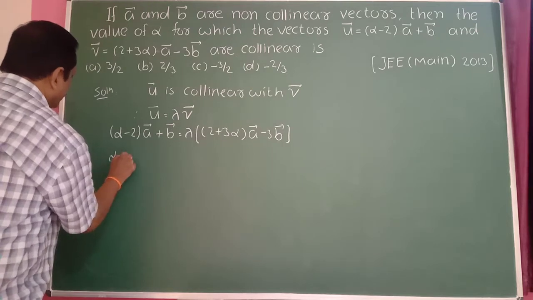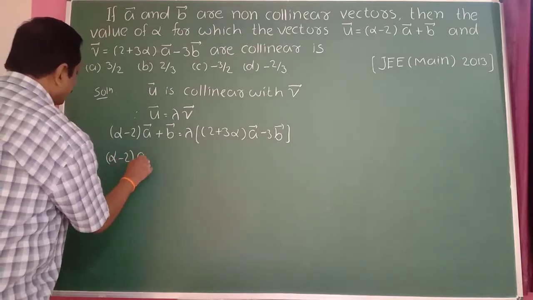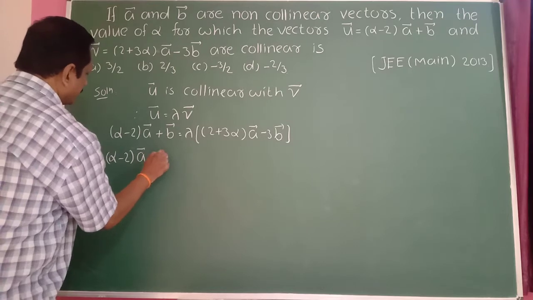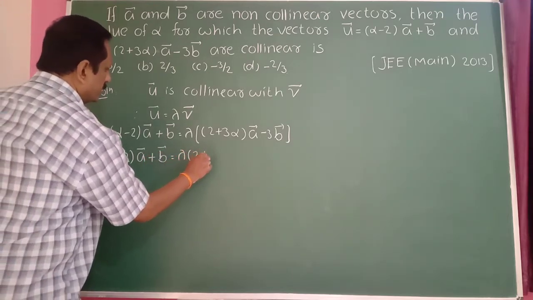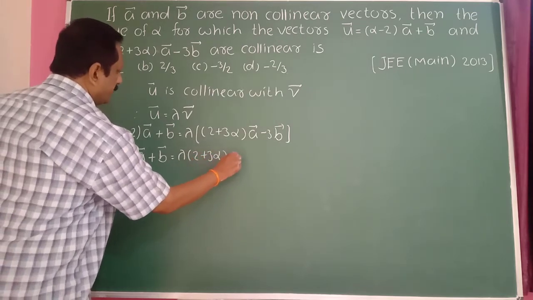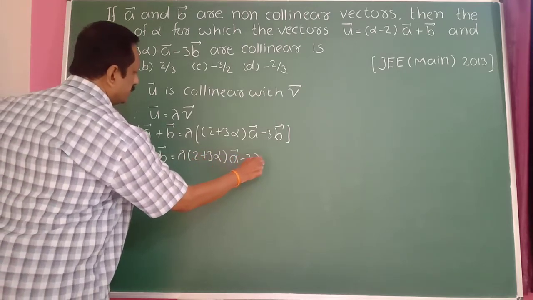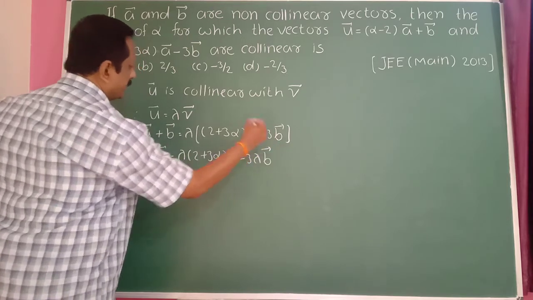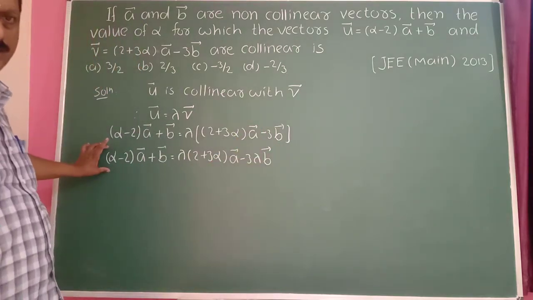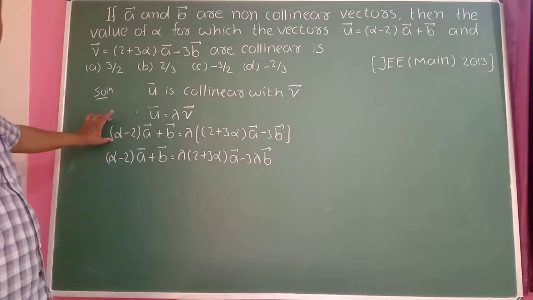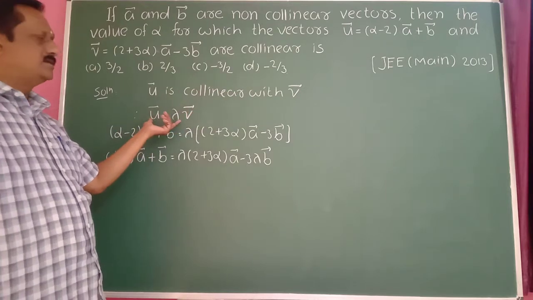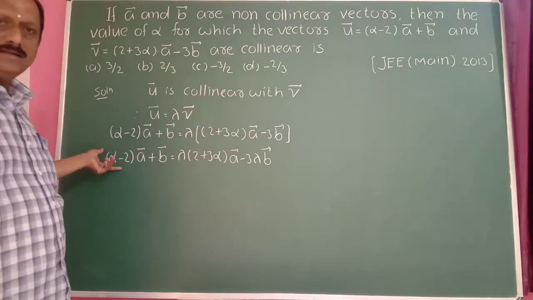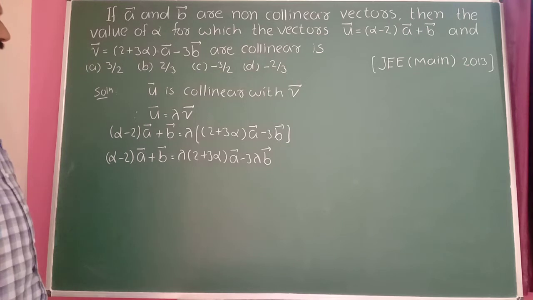So alpha minus 2 into the vector a bar plus the vector b bar is equal to lambda into 2 plus 3 alpha into a bar minus 3 lambda into the vector b bar here. Okay, directly you can write this step here. It is not necessary to write these two steps because you know the two vectors are collinear and this condition is satisfied. So directly write this step only. Now equating a bar and b bar coefficients here.